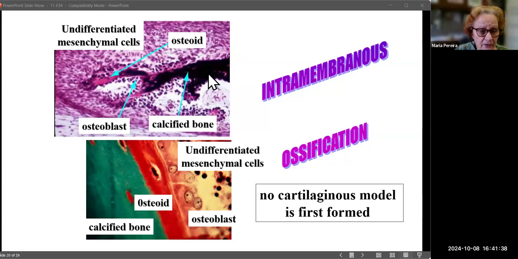So here you have another histological preparation. This very dark area is the calcified bone. Here the bone matrix already has hydroxyapatite and collagen fibers, so the matrix is already formed. Here you have the osteoblasts, and in this translucent pink area is the osteoid. Once it's calcified, it forms this calcified bone. So in this intramembranous ossification, there's no model, there's no frame. It starts from a core.